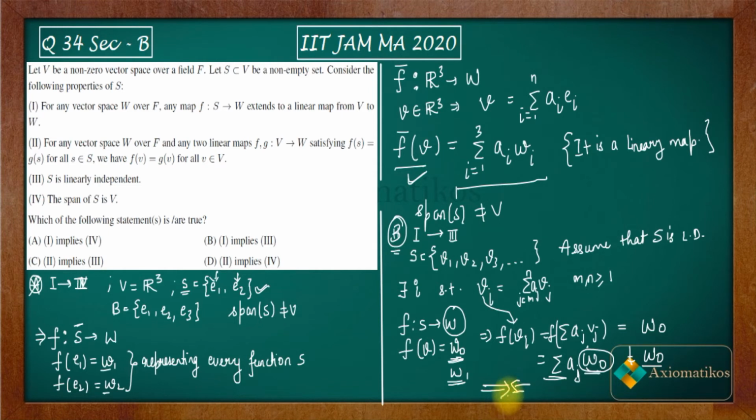Now since we are getting a contradiction, that means assuming S is linearly dependent is a false step. So it should be linearly independent. This means S will be linearly independent. So according to this, B option must be a true option. Got it? So this is how we can show that first implies second.